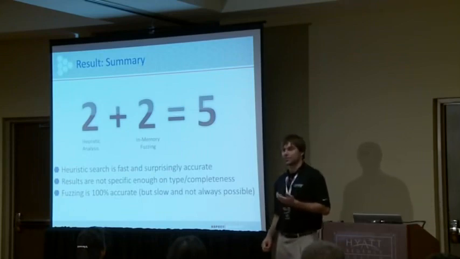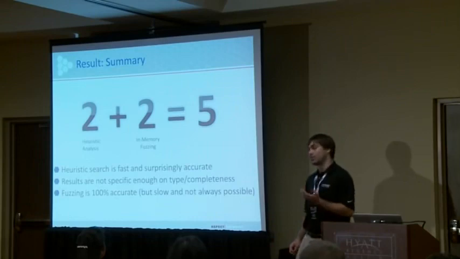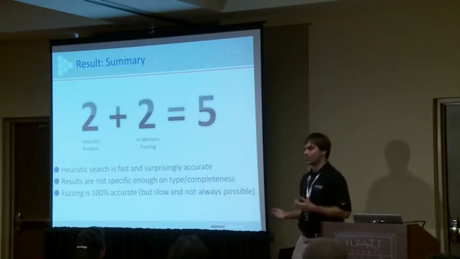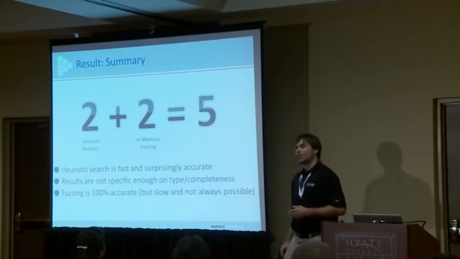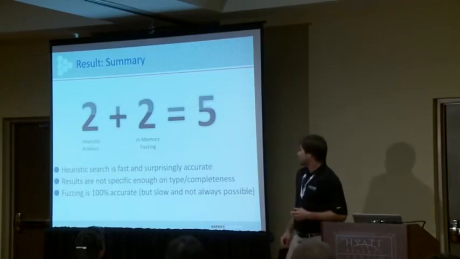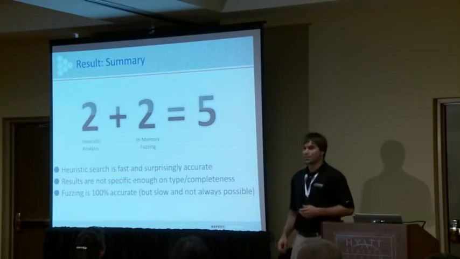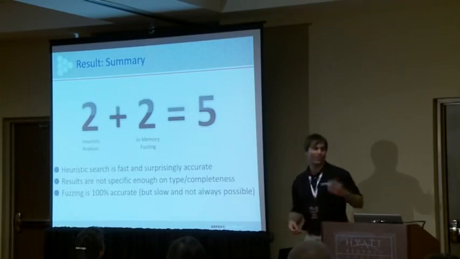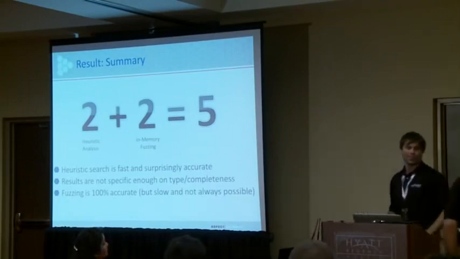The second step, fuzzing, is pretty much 100% accurate, but it's very slow. And if we tried to run it on all million methods in the database, we would never finish. So essentially, if you put those two together, it's a pretty useful tool. And that's what we have. And I'm going to turn it back over to Arshen for summing up.